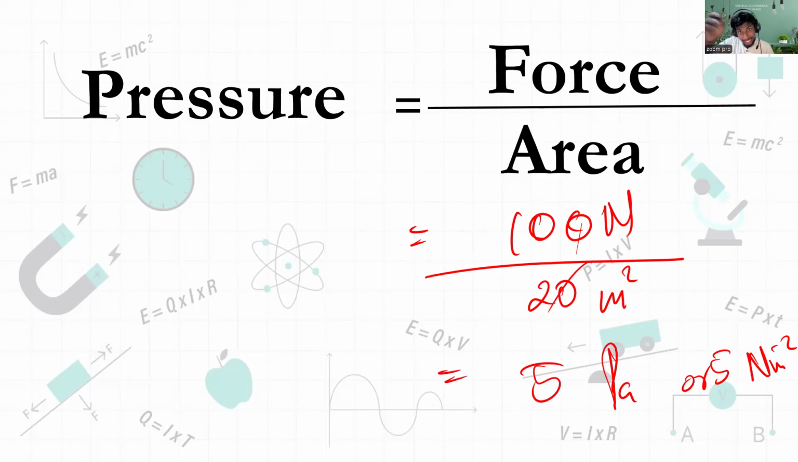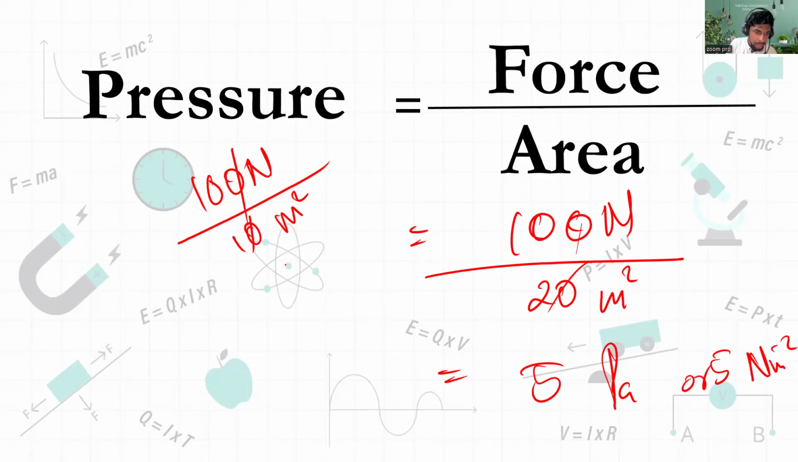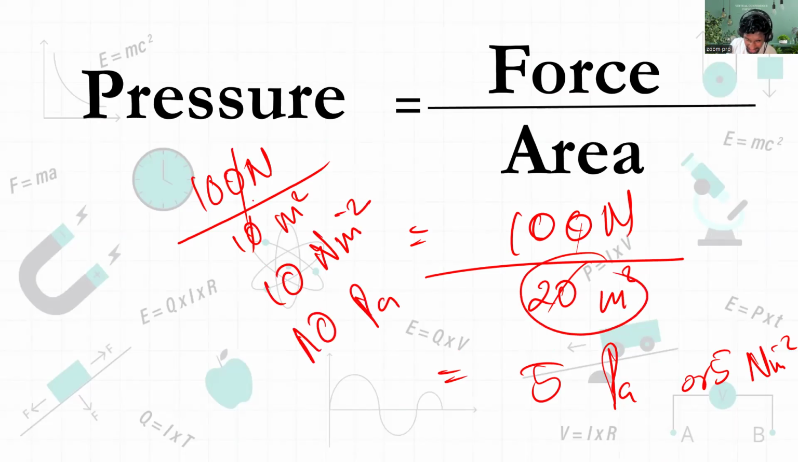Now we'll decrease the area. Same force, 100 Newton, but we decrease the surface area to 10 meters square. Now check the pressure. That will be 10 Newton per meter squared, or 10 Pascal. That means when we decrease the area, earlier we had 20, now we have 10. So when we are decreasing the area, what happened to the pressure?